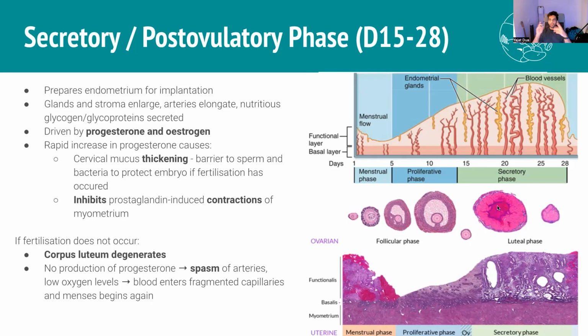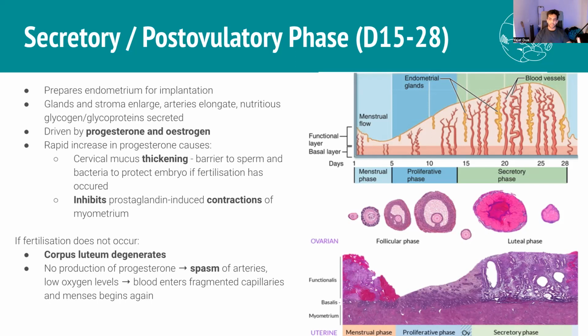Now, what's the priority? To create the optimal environment. So we want to thicken the cervical mucus now, because you want to create a barrier to the outside world. You don't want more sperm entering. You don't want bacteria to enter if there's an embryo growing in there. All right. And then you also don't want the myometrium, the muscle layer, to contract. So you inhibit those prostaglandin-induced contractions. So: thickening of the cervical mucus and inhibition of the contractions.